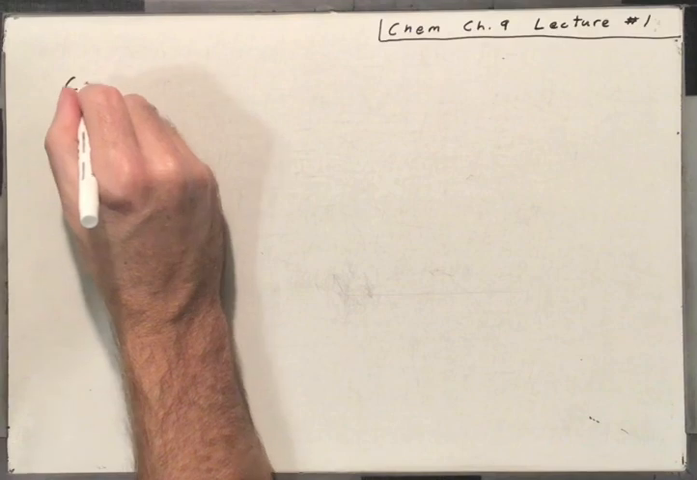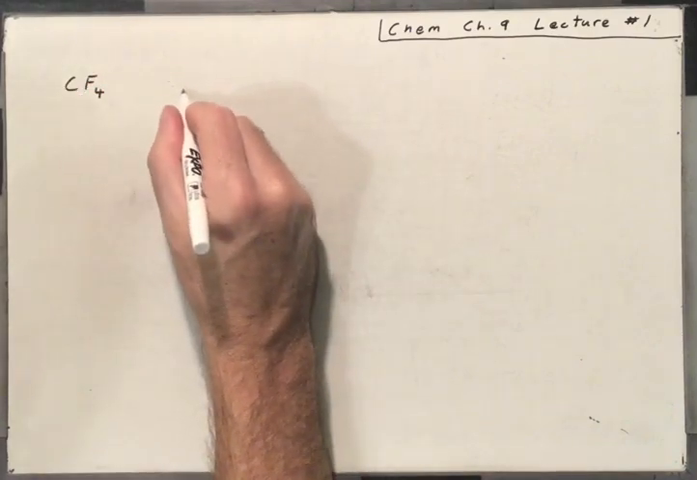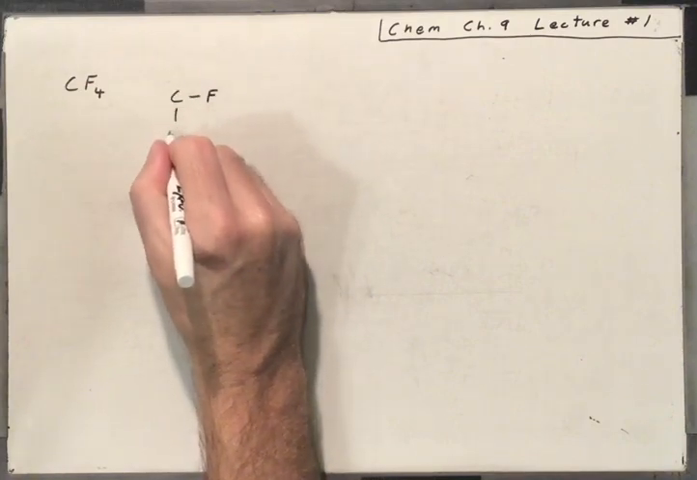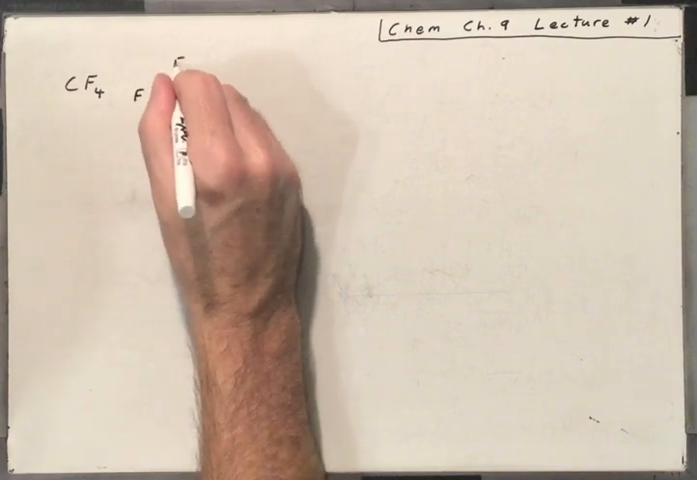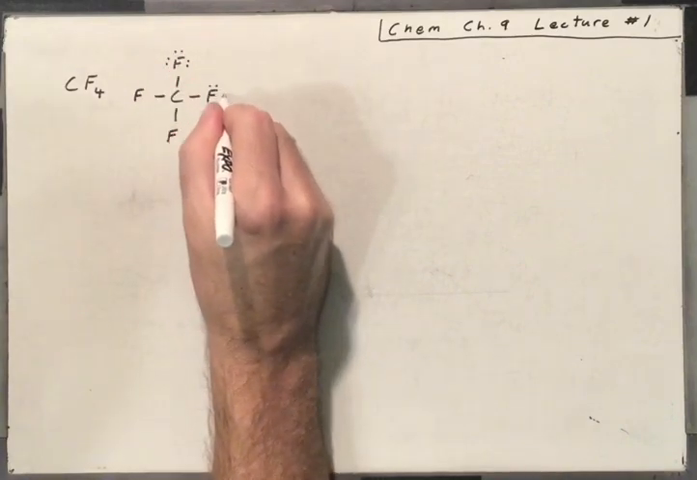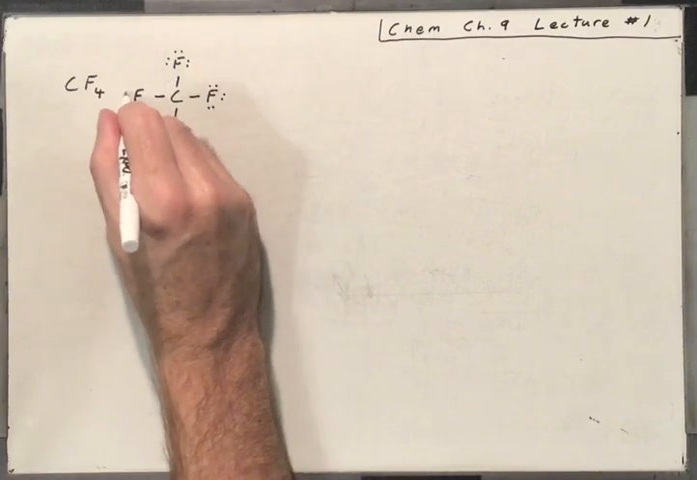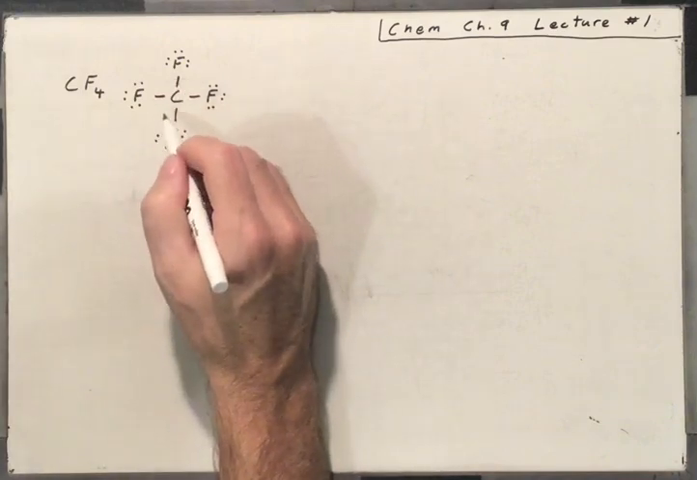So an example of the tetrahedron shape would be CF4. Okay, so if we were doing chapter 8 and just drawing, carbon has 4 valence electrons, fluorine has 7, just needs 1, so it would look like this. But in chapter 9, we want to show the shape. A central atom surrounded by 4 single bonds.